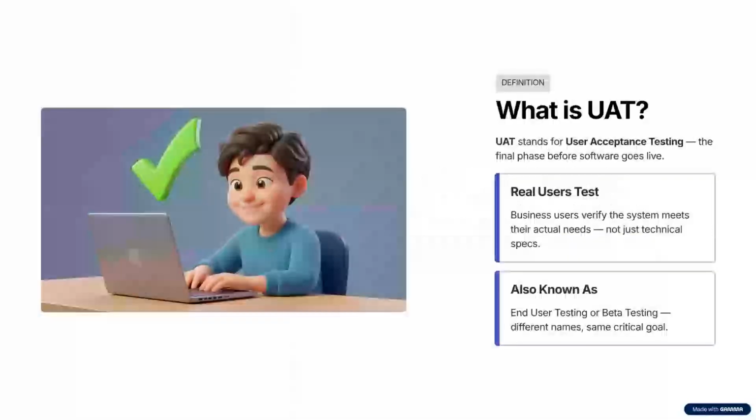User acceptance testing, or UAT, is the final phase of software testing where real business users test the system to verify it meets their requirements. It is also known as end-user testing or beta testing. Think of it as the business saying, "Let us check that what was built is actually what we asked for," before it goes live to real customers.